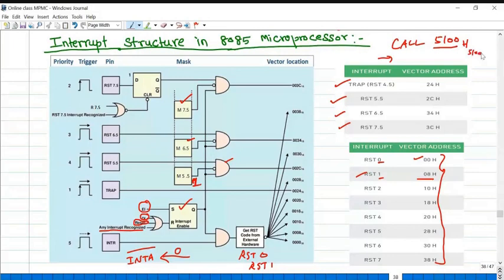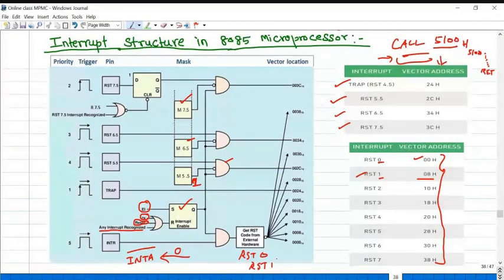Then it executes the opcodes available from the 5100 address location onwards, and whenever the return instruction is available, the microprocessor retrieves the information stored in the stack memory, that is the next instruction address location. The normal operation will begin. So this is the call instruction operation.